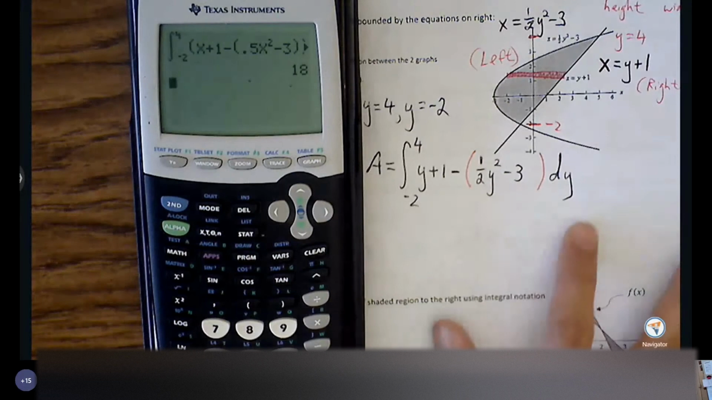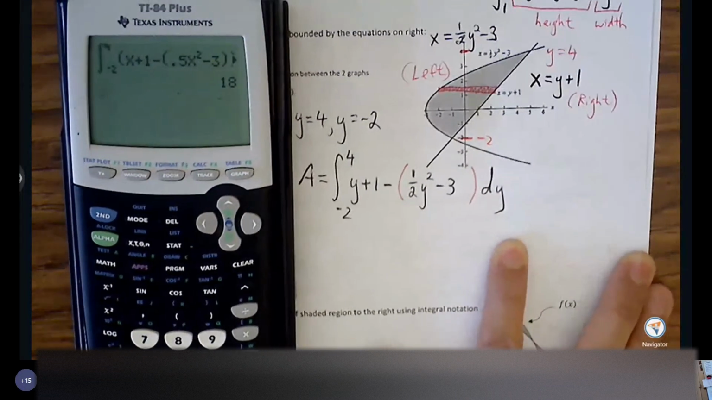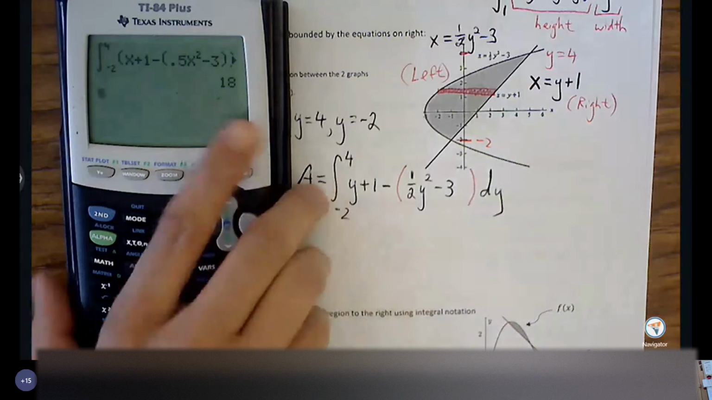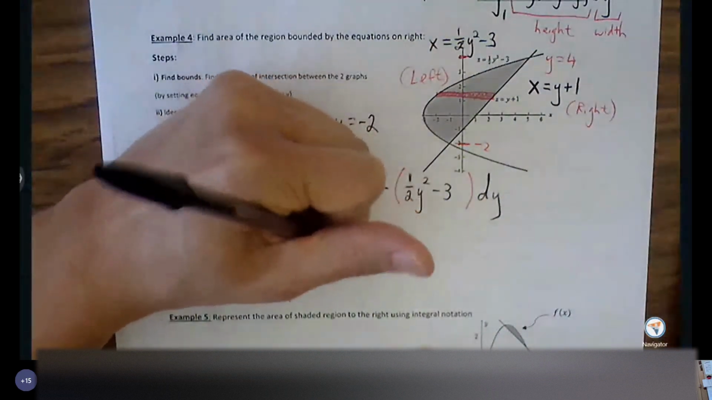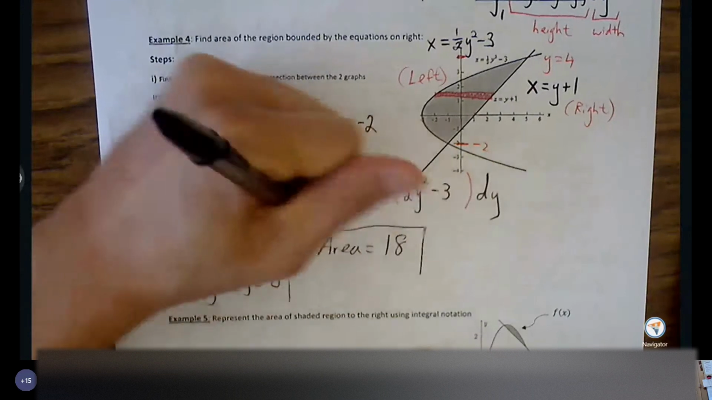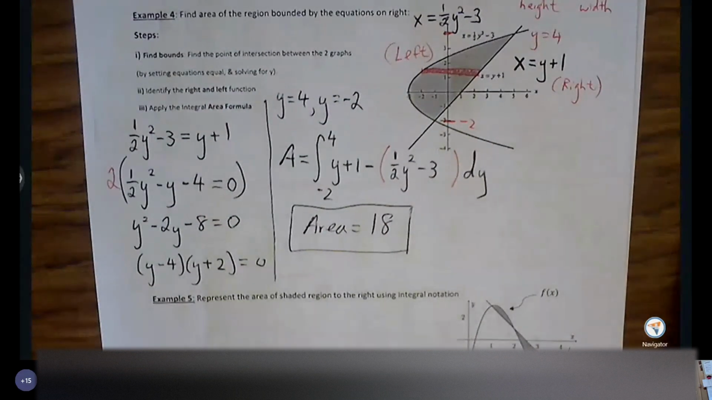Okay, you should be able to get the same thing on your scientific calculator on your 36 Pro. Area equals 18. Okay, any questions here?